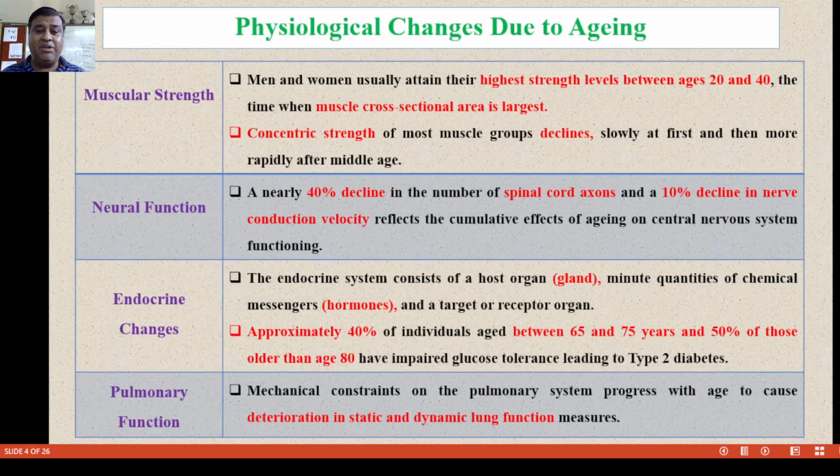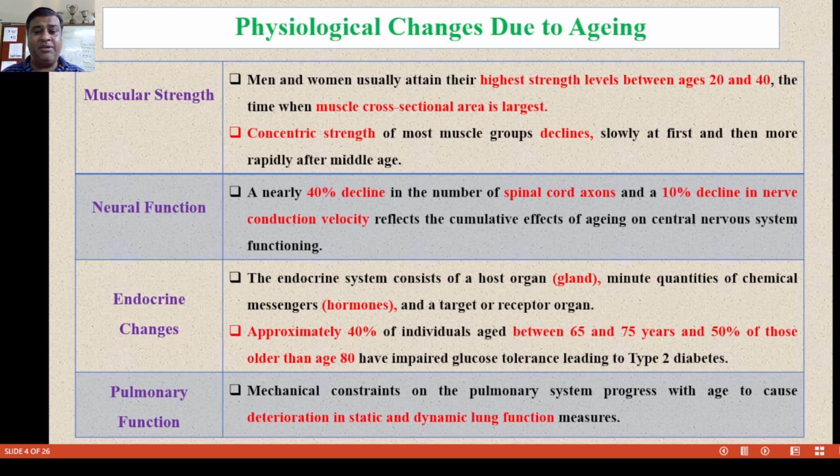Now first is muscular strength. Men and women usually have the highest strength between the ages of 20 to 40 years, and the muscles' cross-sectional area is largest. According to the contraction of the strength, the decline starts slowly at first and then changes rapidly in the middle age group.